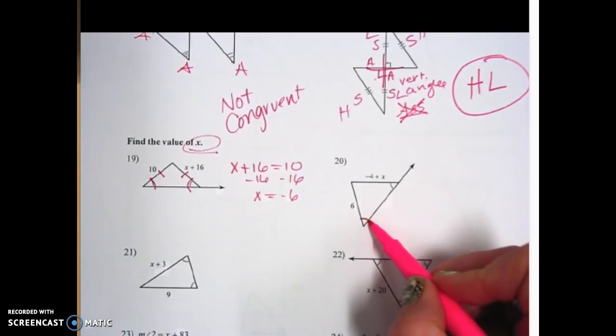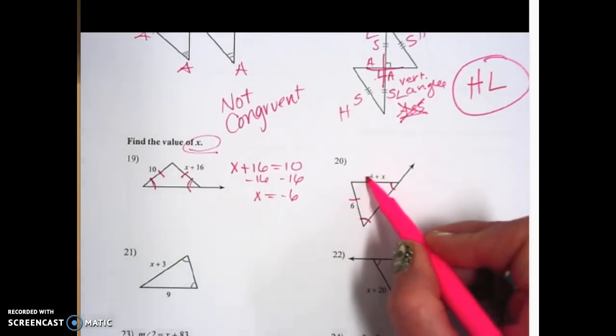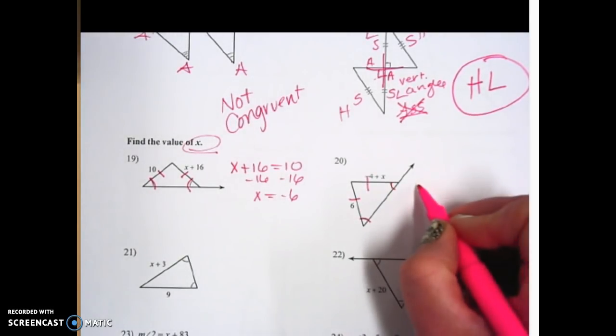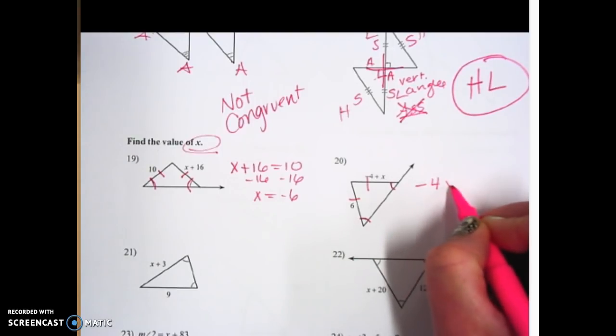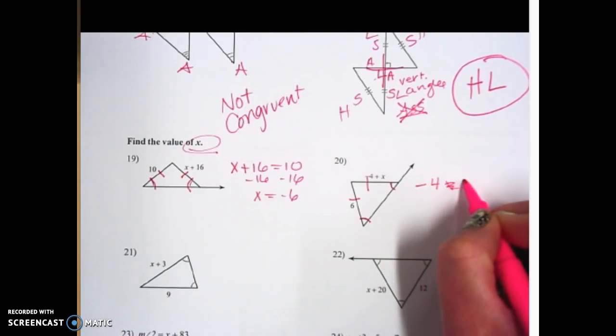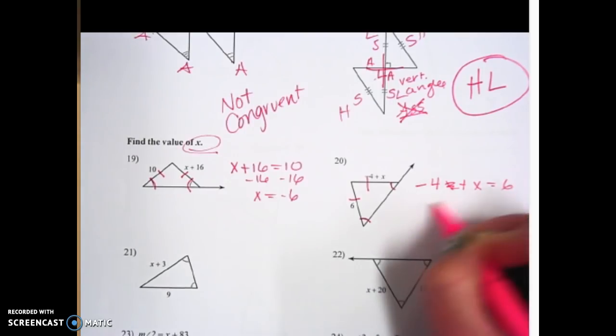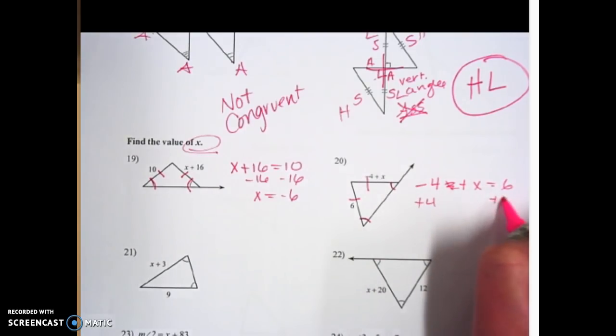Same thing for number 20. These two angles are congruent, so the two sides opposite them are congruent. So we put an equal sign in between them. And we have negative 4 plus x equals 6. Add 4 to both sides. We get x equals 10.